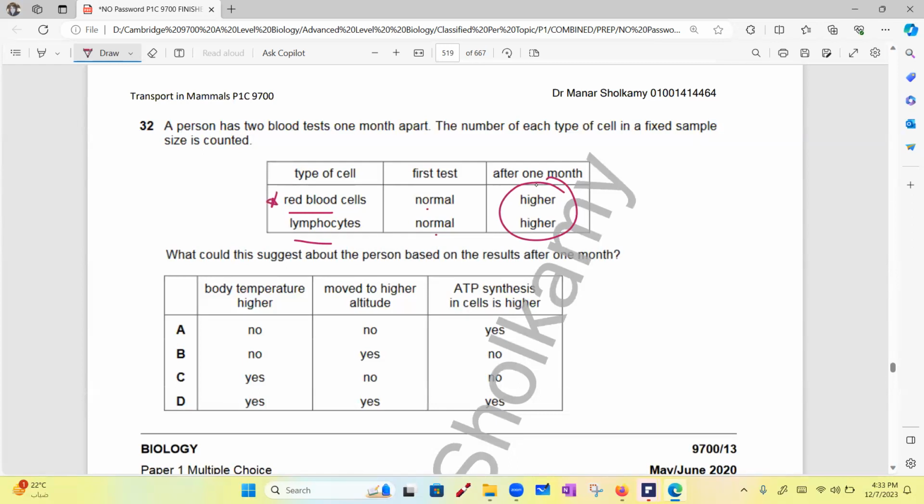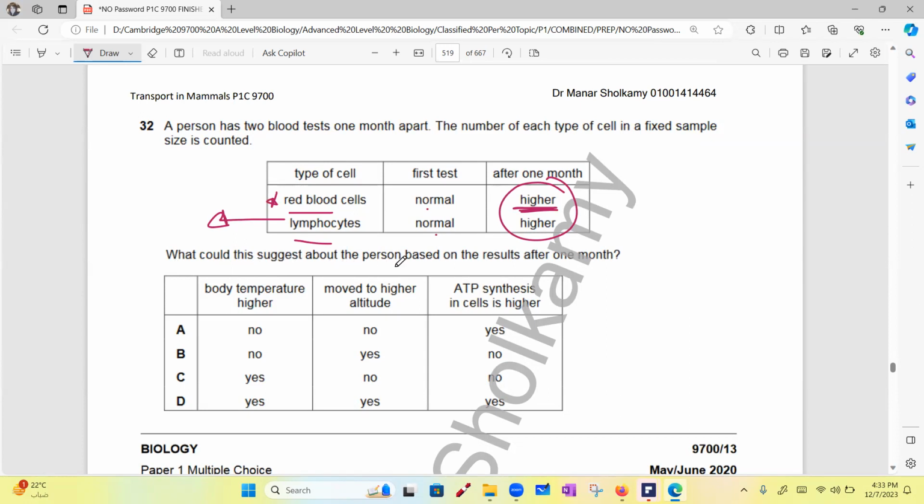When the red blood cells increase, what does this mean? This is not normal for someone's red blood cells to increase. Lymphocytes, when they increase, usually you have infection. But red blood cells, when they increase, what does this mean? They move to a higher altitude. Yes, definitely they were exposed to some sort of hypoxia or decreased oxygen levels, so the body will try to compensate for that by producing more red blood cells.